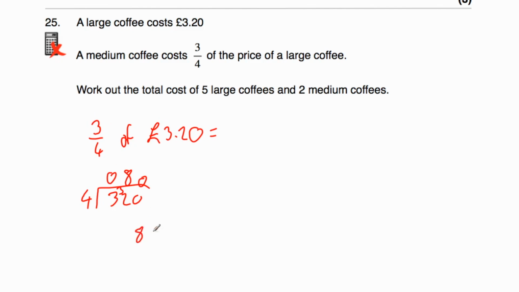So we're going to do 80 multiplied by 3. Now 8 times 3 is 24, so 80 times 3 would be 240 pence, and that's equal to £2.40. So that means the cost of the medium coffee is £2.40.